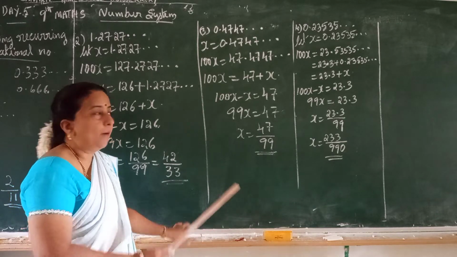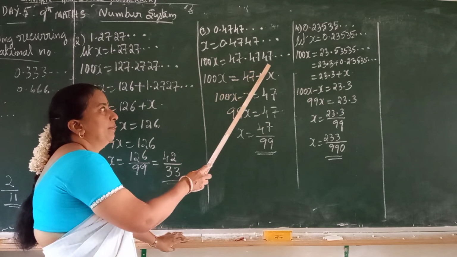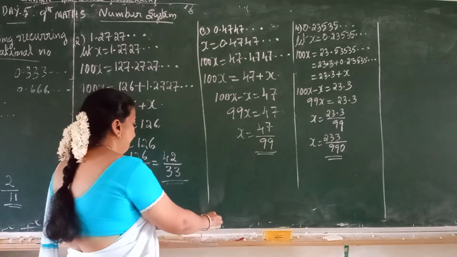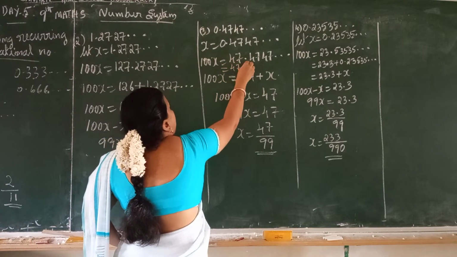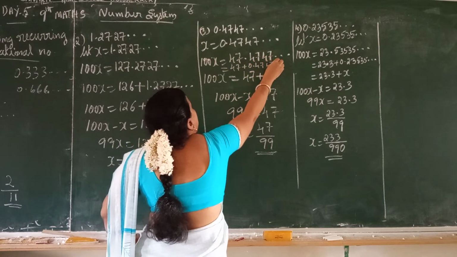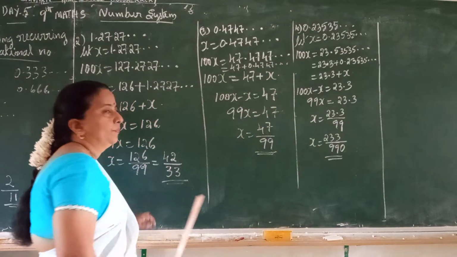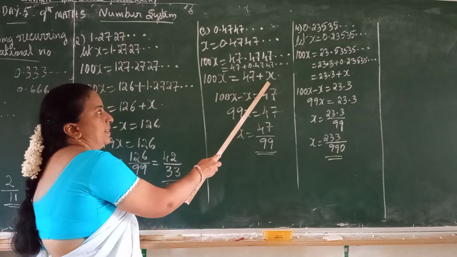I hope everyone copied. Then 47.4747 can be written as 47 plus 0.4747 and so on. That will be equal to 47 plus x.